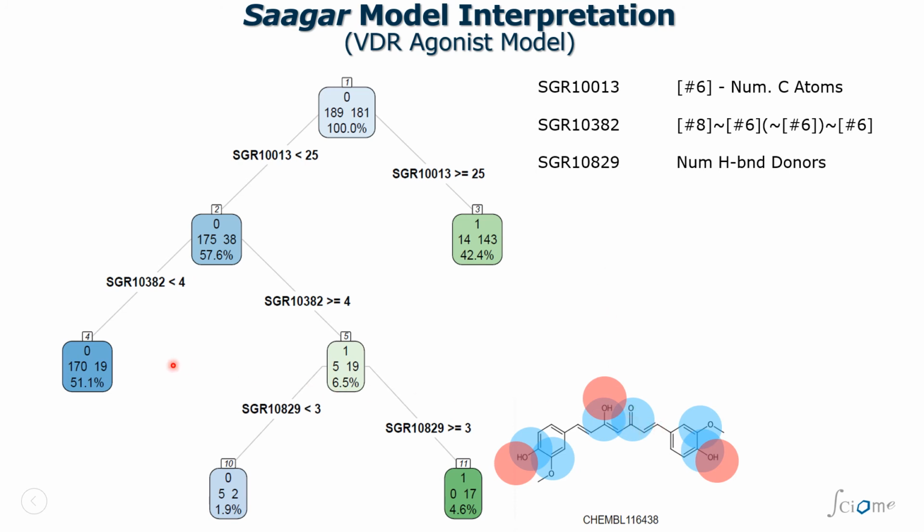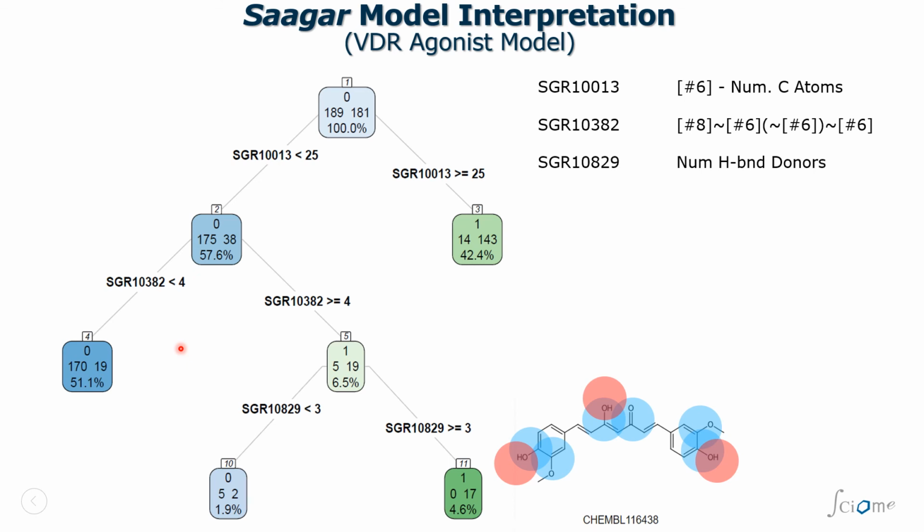How does this model aid in designing molecules? Let's say we were looking to make molecules which are not agonists of VDR. One will start with node 4 because it has 189 compounds and 170 of those are actually inactive. Well, how does one get here? One gets here by looking at feature 013. That means molecules which have less than 25 carbon atoms and less than 4 occurrences of feature 382 are likely to be not agonists of VDR.